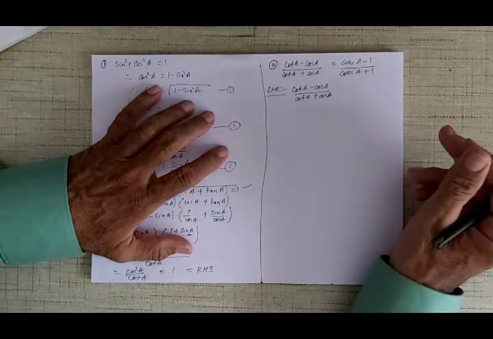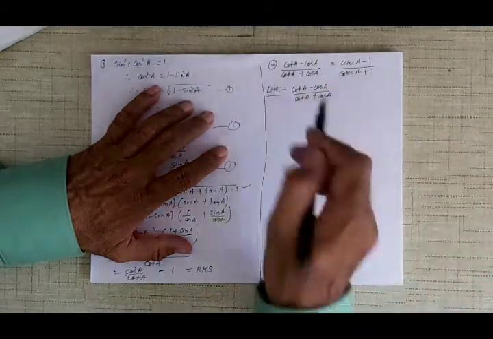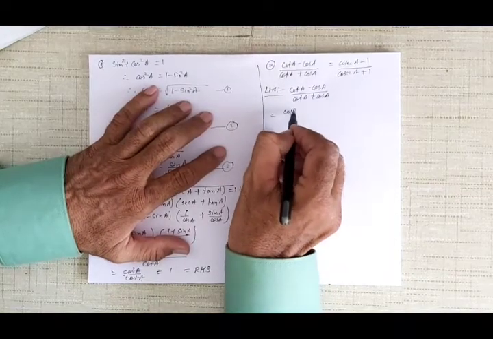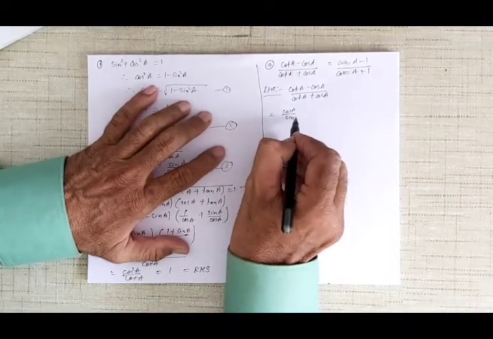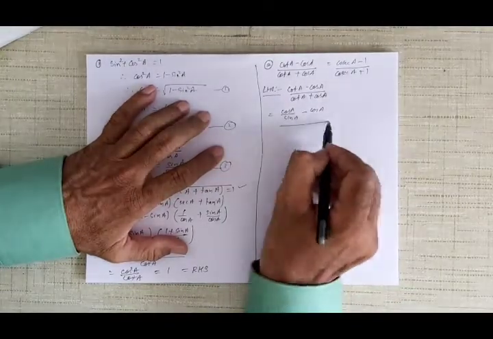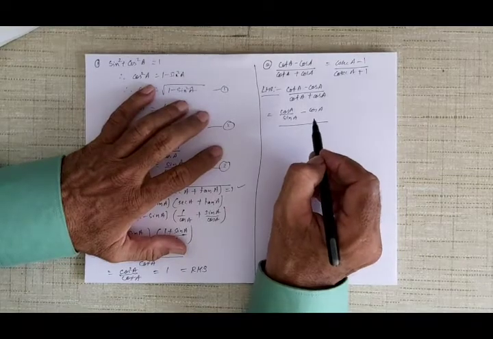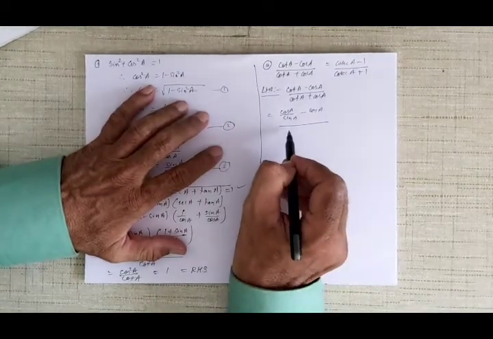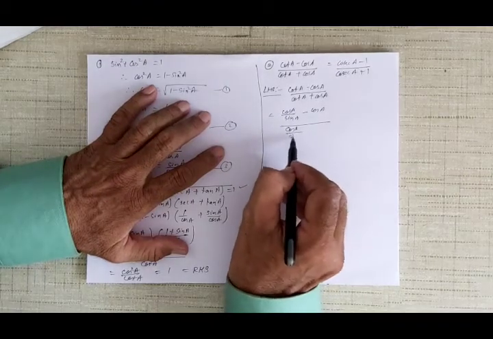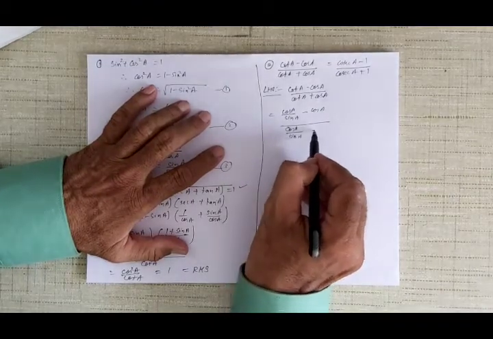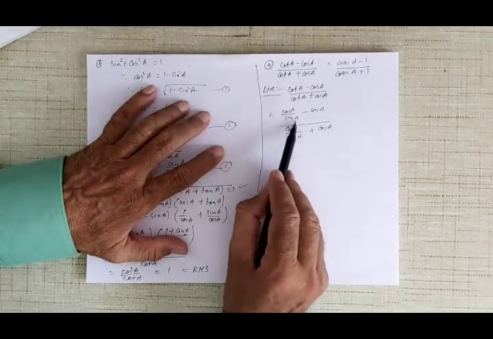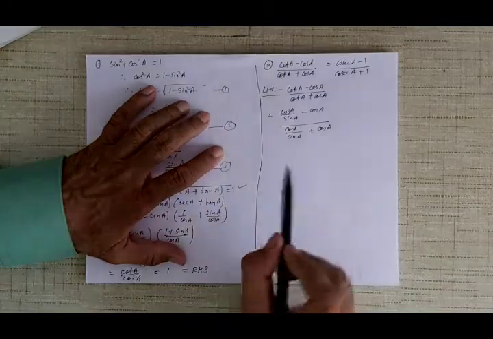Now we will simplify it further and then we will get what is required. Now see, cot can be simplified like this: cos A upon sin A minus cos A. And cot A can again be written as cos A upon sin A plus cos A. So instead of cot, I have written cos upon sin.